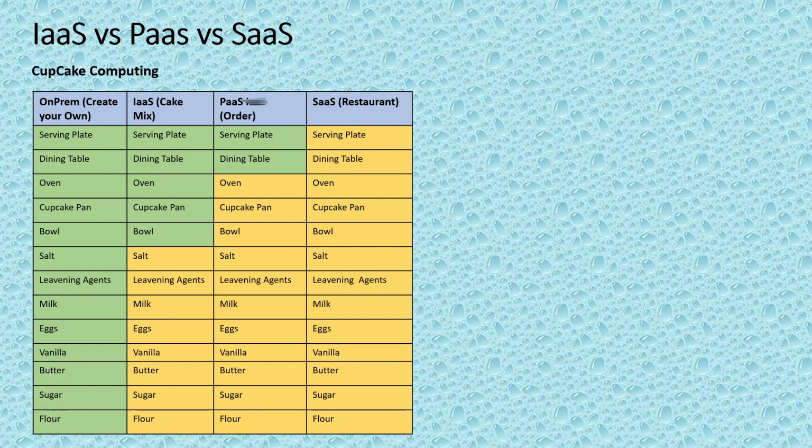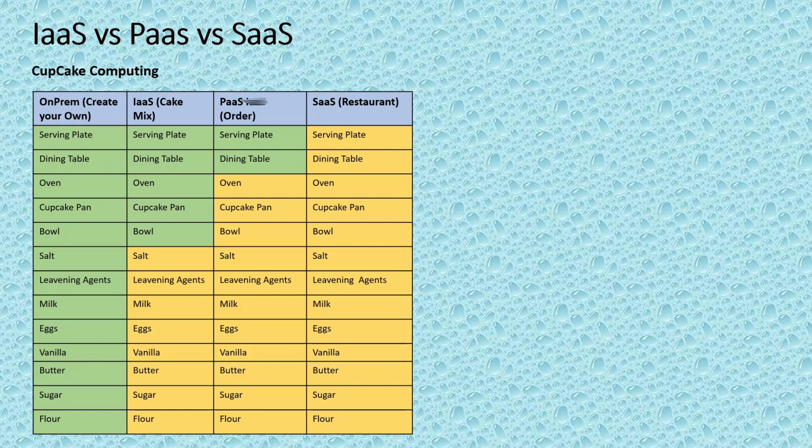IaaS is like you making your own cupcake with a cupcake mix. Your cupcake manufacturer is responsible for the mixed ingredients and you are responsible for the cupcake. In this case, you only need a bowl, cupcake pan, oven, dining table, and serving plates.